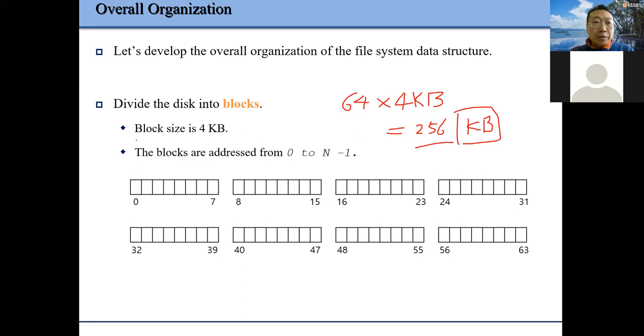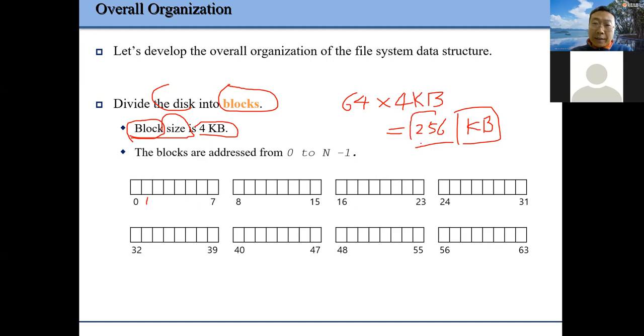In order to manage data more effectively, for a file system we usually divide the disk space into blocks. I think yesterday one student asked, what is a block? I hope now you are clear. This is a logical concept. We divide the whole disk space into blocks, and each block is 4 kilobytes. Then we can use a block number to refer to a particular area on disk. For example, block 0 refers to the first 4 kilobytes of the disk. Correspondingly, block 1 is from 4 to 8 kilobytes, and so on.